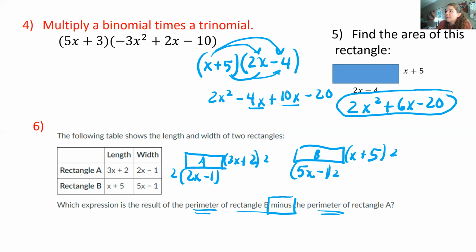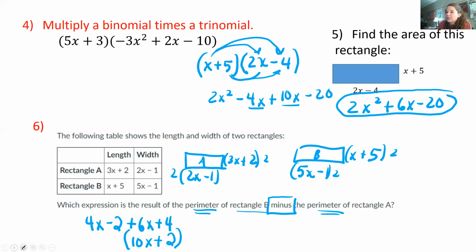All right, so 2 times 2x, let's do it down here. 2 times 2x is 4x, and 2 times -1 is -2. And that is the top and bottom added together, plus 2 times 3x is 6x, and then 2 times 2 is 4. And now we're going to combine like terms. So 4x plus 6x is 10x, and -2 plus 4 is +2. So this is A, right? This is rectangle A.